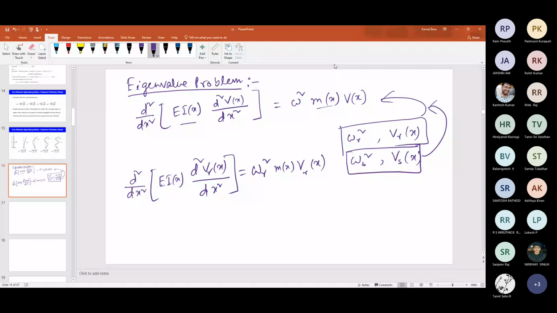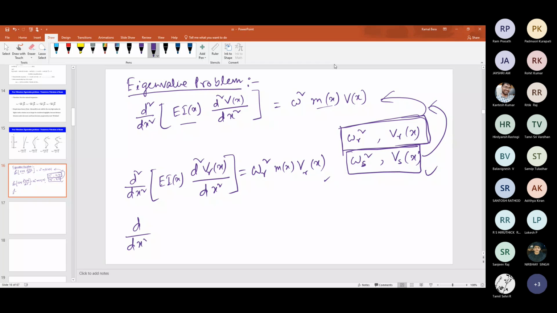Okay, so this is satisfying this pair, right? Omega r is the rth natural frequency and Vr is the rth mode shape or eigenfunction. Similarly, this is for the sth mode. So this should be satisfied.